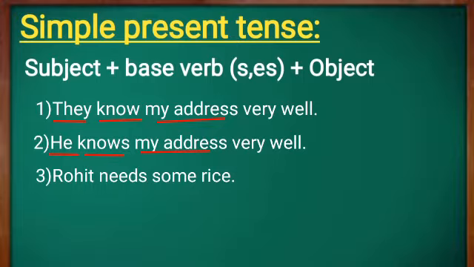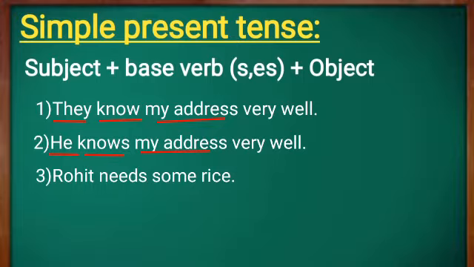But now look carefully at the second example. The verb know converts into knows, and the reason is very easy: we have the subject he, and he is a singular subject this time. That's why we use the s or es suffix when the subject is singular. Same with the third example. Rohit is a singular subject. That's why the main verb need is taking the s suffix and becomes needs. That's why Rohit needs some rice, and some rice in the sentence is the object.